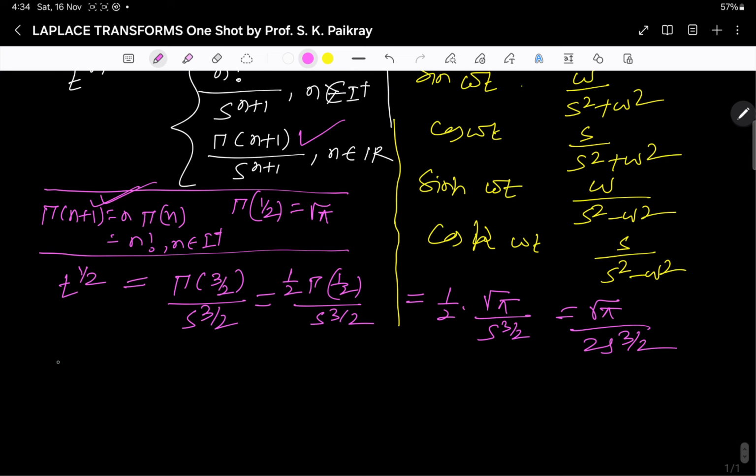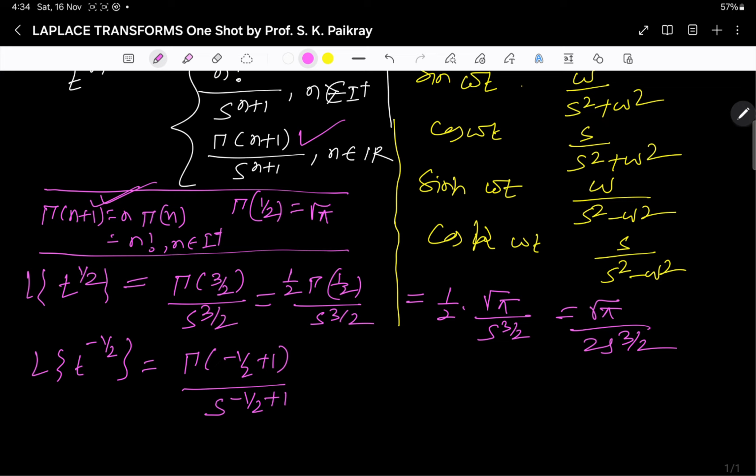Likewise, if I ask what is the Laplace transformation of t to the power minus half, it is gamma of minus half plus 1 by s to the power minus half plus 1. So this is equal to gamma of half divided by s to the power half. Gamma half is root pi, so it is root pi by s.